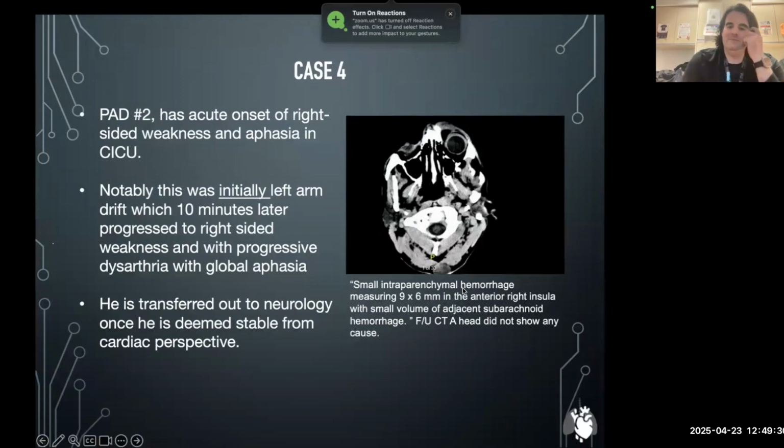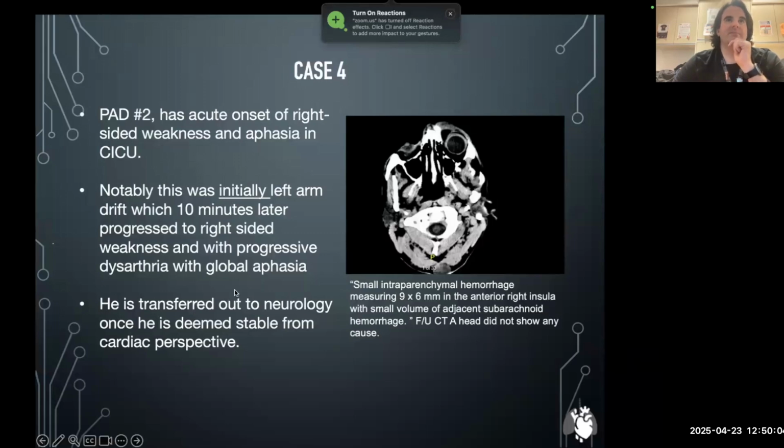This is the initial CT. Now, one detail that I should have mentioned at the start is that this guy has had brain radiation in the past, so his CT wasn't exactly normal. What was reported was a small intraparenchymal hemorrhage measuring 9 by 6 in the anterior right insula. That was what was initially detected, and there was a follow-up CTA which did not show any cause. So it actually wasn't overall that well explained. They had ordered an MRI, but of course it didn't happen like that, so it took some time to get it done.